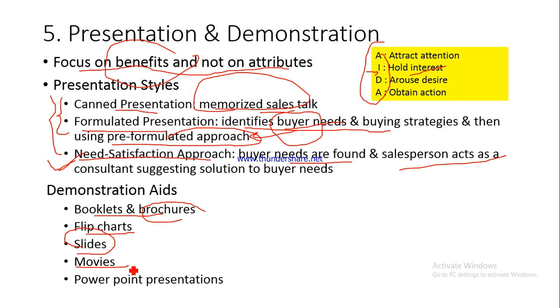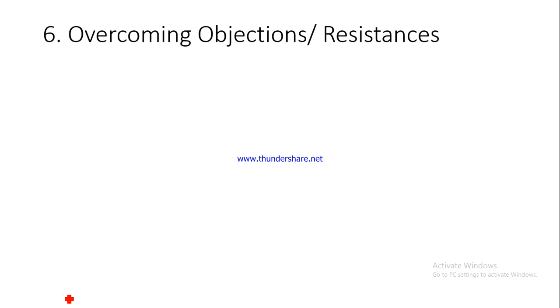For example, if you want to talk about the good quality of the car that you are selling, you may not be able to demonstrate to the buyer how the engine of that particular car functions from inside. However, if you have a movie which shows this, that is something you can share with the buyer. Again, you can make use of PowerPoint presentations also, right? So all these demonstration aids will help you make more effective presentations.